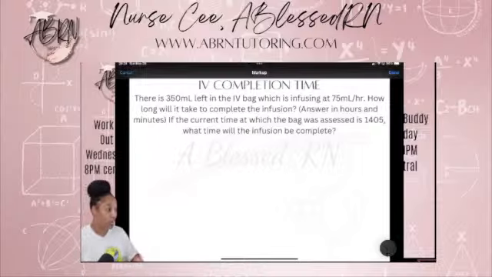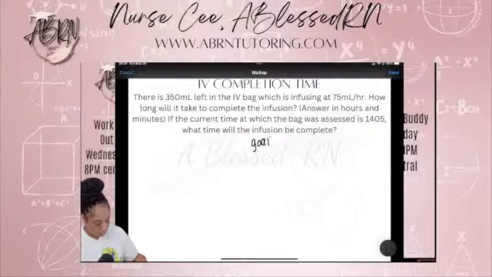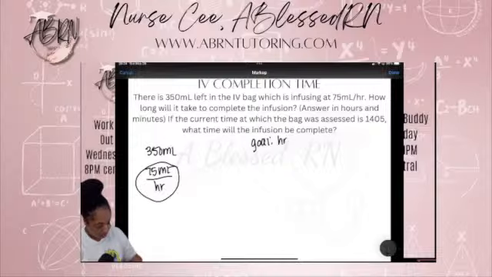Ooh, so we want to know how long it's going to take. And we have to convert our answer to hours and minutes. And then we've got to use that to see what time in military time it will be finished. Okay, so our goal is to look for hours, because we're looking for time. So we've got 350 milliliters left in the bag. It's going at 75 milliliters per hour. So if I'm looking for my goal, which is hour, I'm going to start with this.